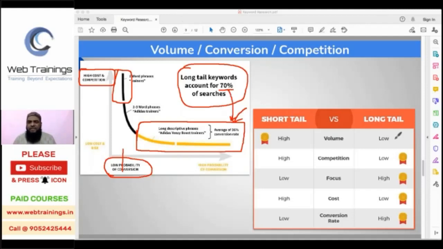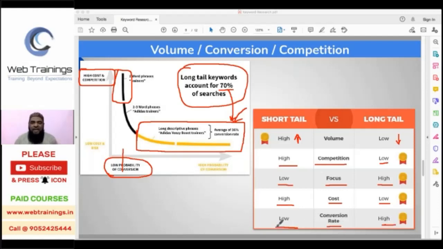Very simple. See, long tail keyword volume is very low, that's one problem. But the volume of short tail is very high. After that, notice the competition is low for long tail, but very high for short tail. In long tail we are talking about a specific point, so focus is specific. Cost, if you want to spend money and work on this, is extremely low, while for short tail the cost is very high. Conversion rate is very high for long tail and very low for short tail.